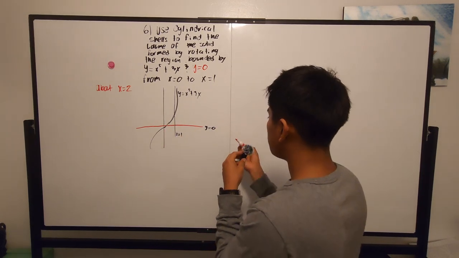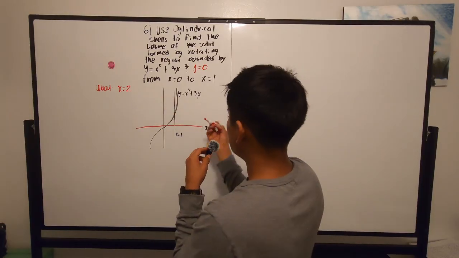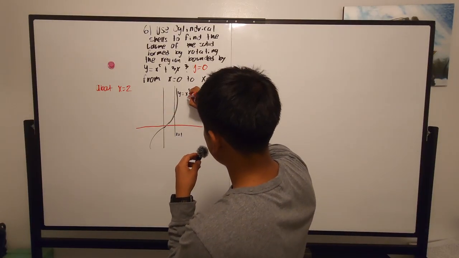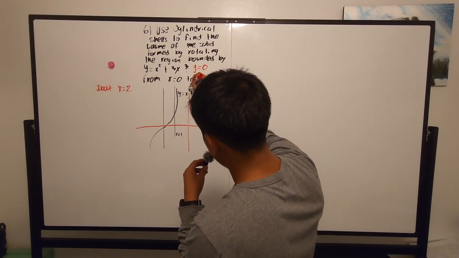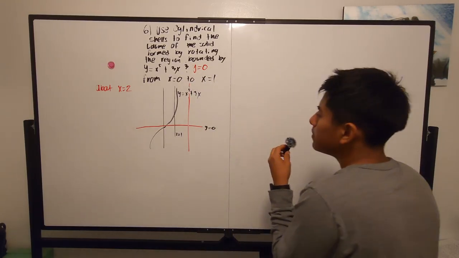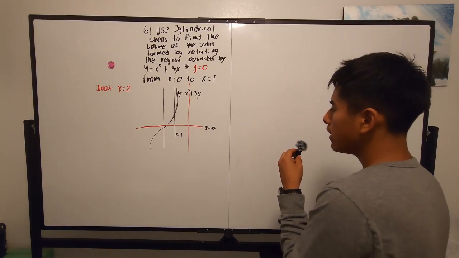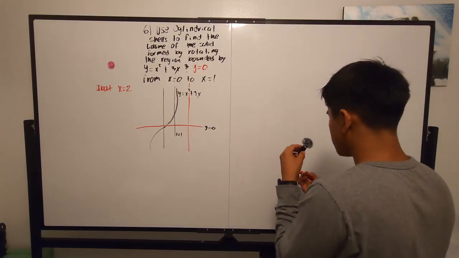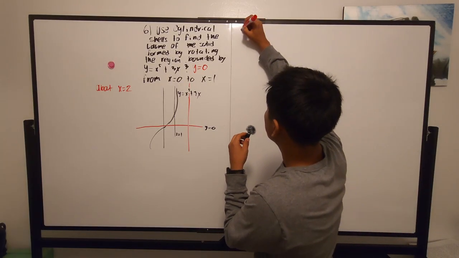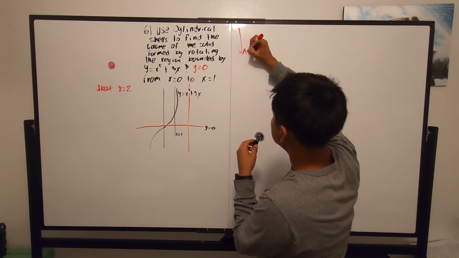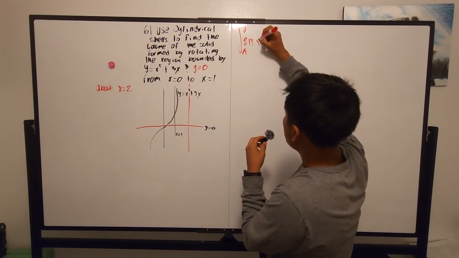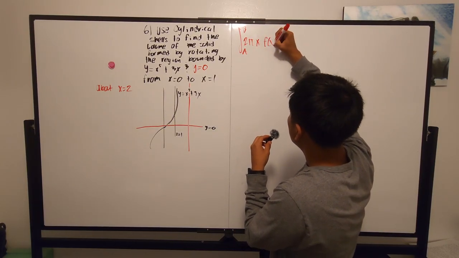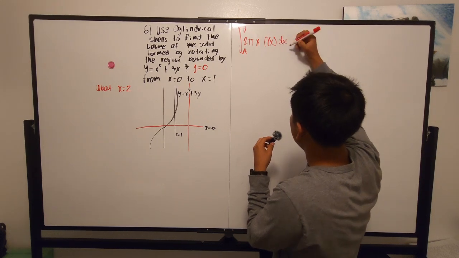And we're going to rotate it about the line at x equals 2, which is going to be somewhere like over here. But anyways, we're going to use cylindrical shells, so let's get right into it. The formula when we're doing cylindrical shells is the integral from a to b of 2 pi x f of x dx.